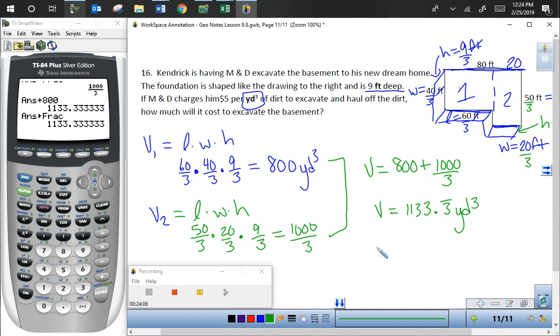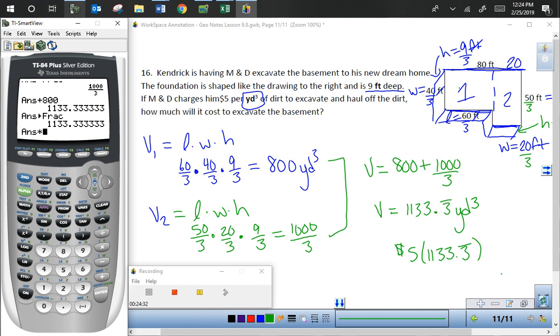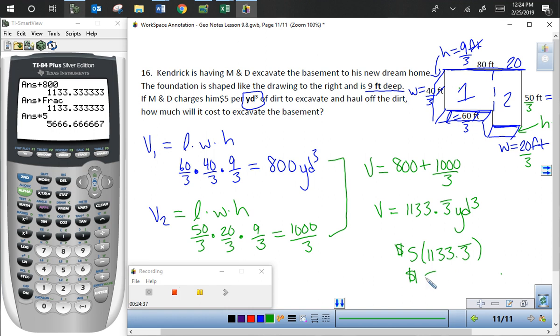Finally, we do the cost. Our price here is $5 per yard cubed, so we have to multiply that by $5. You want to make sure if you're using this decimal that you're using all of those places. If you accidentally deleted or cleared your number, just type a bunch of 3s at the end there before you multiply by 5. Okay, but with that, we've got $5,666.67.